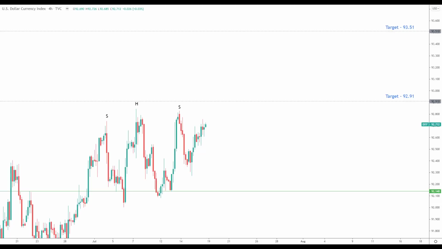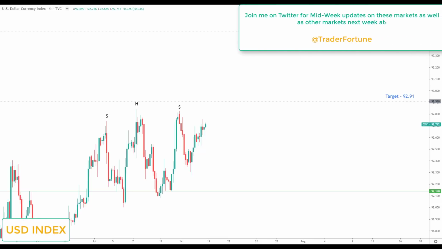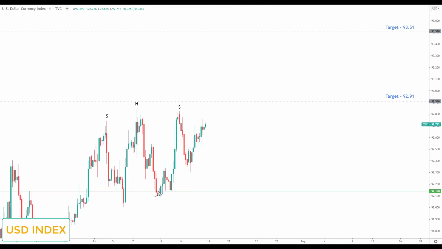Let's start off with the DXY as we always do. Last week in the DXY, I highlighted the fact that we were still in an uptrend and we'd pulled back to the key area of support. This is the line in the sand, where we can expect to see a rally in the DXY. And if we start to trade below here, I would not be interested in taking bullish reversals below this level.